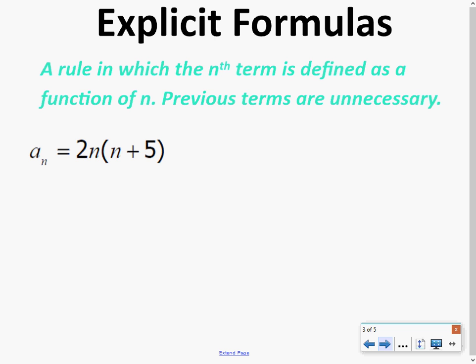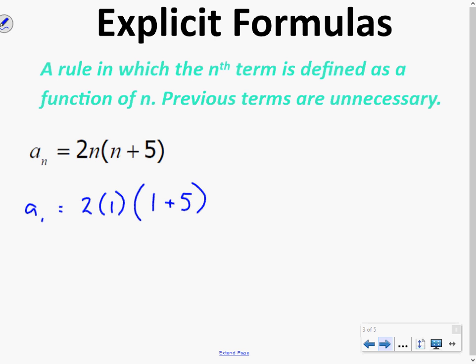Explicit formulas are really dependent on the term number. These formulas really look more like a function where n is your variable, okay, your independent variable. So let's say I wanted to find the first term in the sequence given by this explicit formula. If I want to calculate the first term, then I'm going to plug in 1 for n.